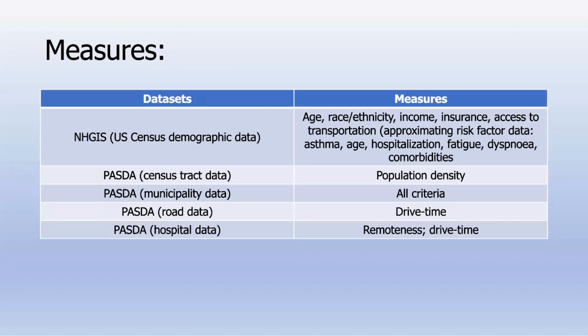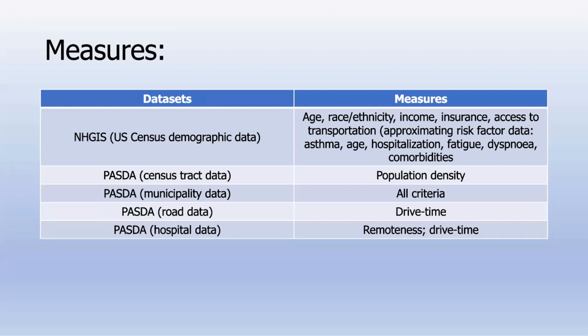US Census demographic data from MGIS was used for the age, race/ethnicity, income, insurance, and access to transportation criteria. In addition, multiple data sets were used from PASTA, a major storage location for Pennsylvania's geographic data. Census tract data from there was used for population density, municipal data from there was used for all of the criteria, road data from there was used for the drive time criterion, and hospital data from there was used for the remoteness and drive time criteria.